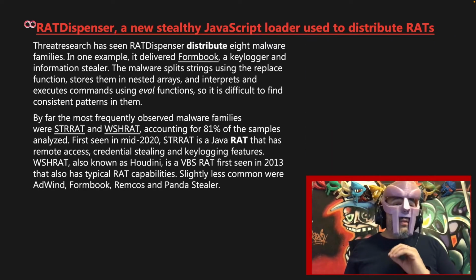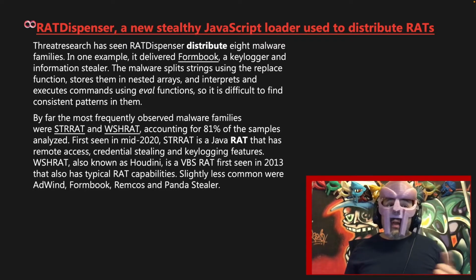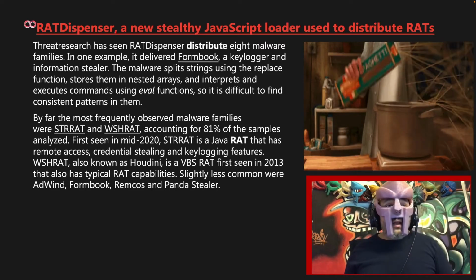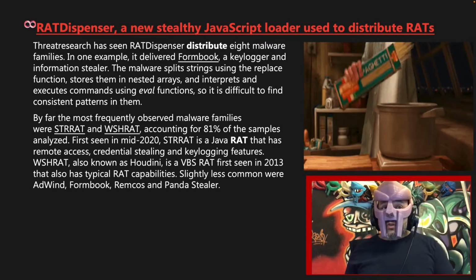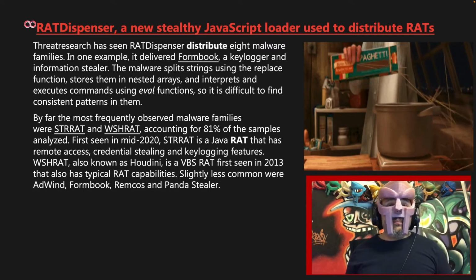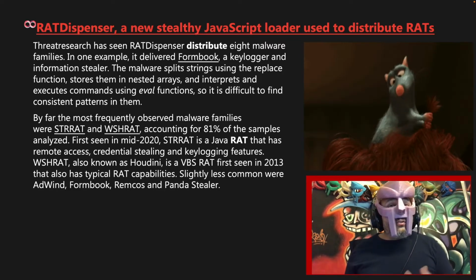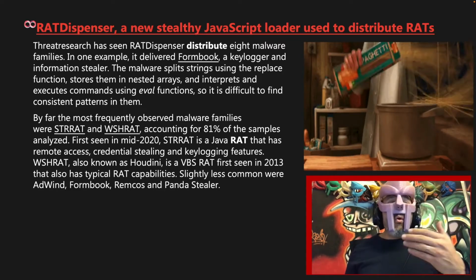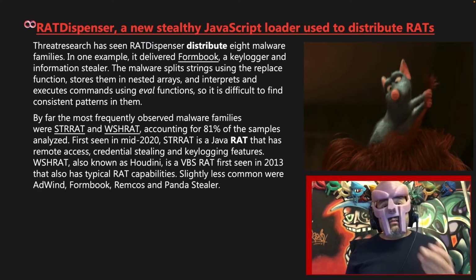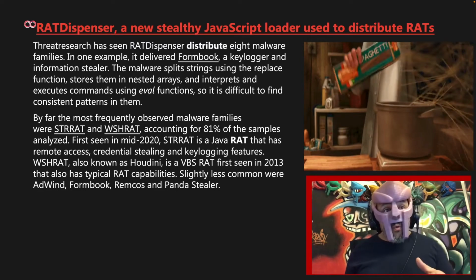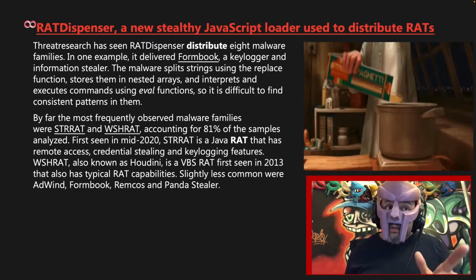By far, the most frequently observed malware families were STRRAT and WSHRAT, accounting for 81% of the samples analyzed. First seen in mid-2020, STRRAT is a Java RAT that has remote access, credential stealing, and keylogging features. WSHRAT, also known as Houdini, is a VBS RAT first seen in 2013 that also has typical RAT capabilities. Slightly less common were Adwind, Formbook, Remcos, and Panda Stealer.